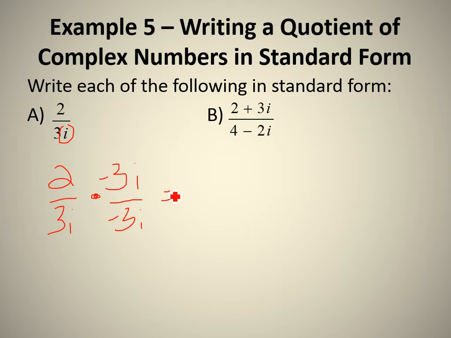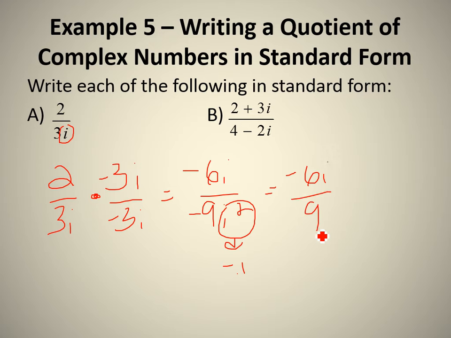So just remember, when you're multiplying the fractions, you want to multiply straight across. 2 times negative 3i would be negative 6i. And then 3i times negative 3i would be negative 9i squared. So just remember, this i squared is negative 1. So when I multiply the negative 1 to negative 9, that's positive 9. So I end up with this, negative 6i over 9, and I can reduce 6 over 9 to be 2/3. So this would be negative 2i over 3.